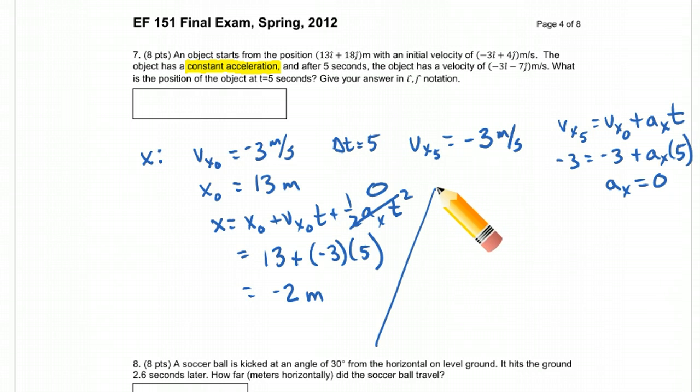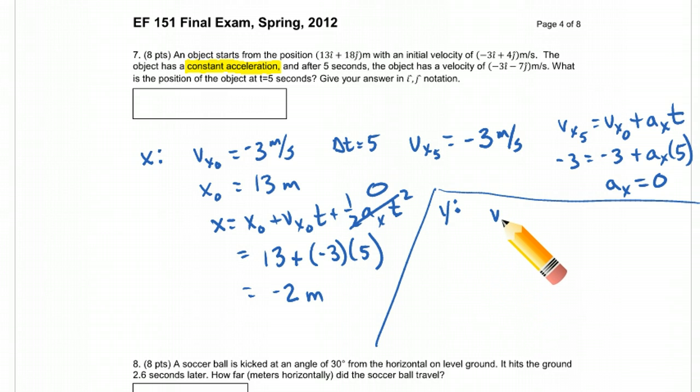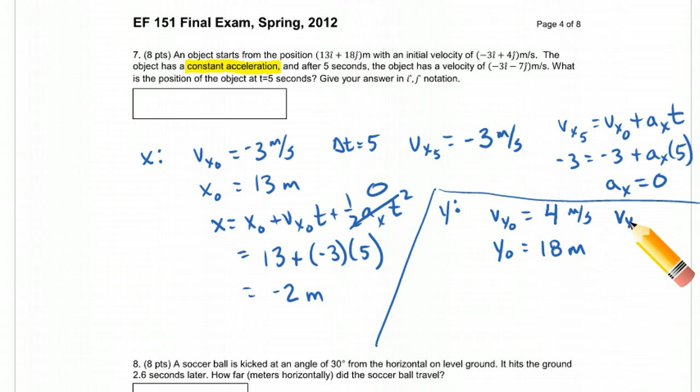Alright, let's look at y direction over here. My position that I start at is, oops, that's my position, 18 meters. My velocity is 4, positive 4 meters per second. Okay, and then my velocity in y after 5 seconds was a minus 7 meters per second.